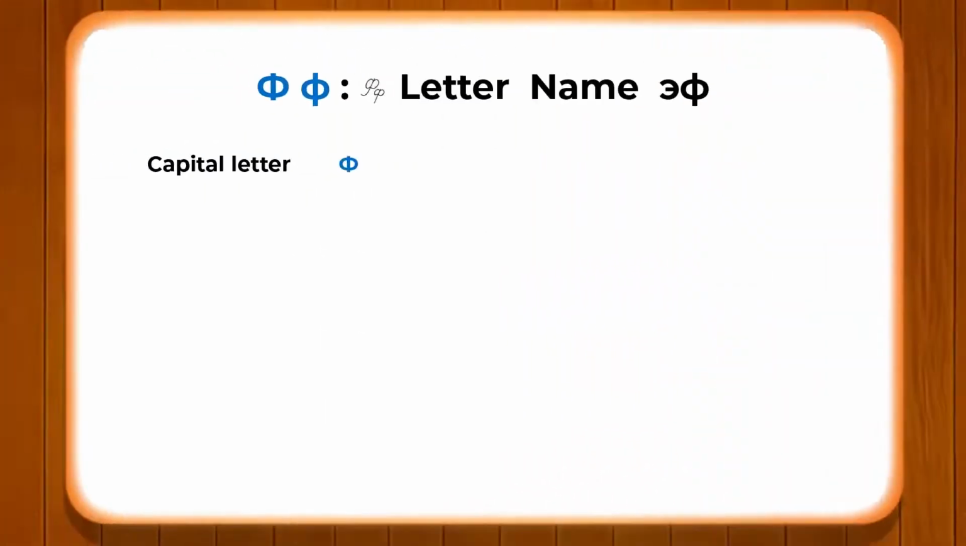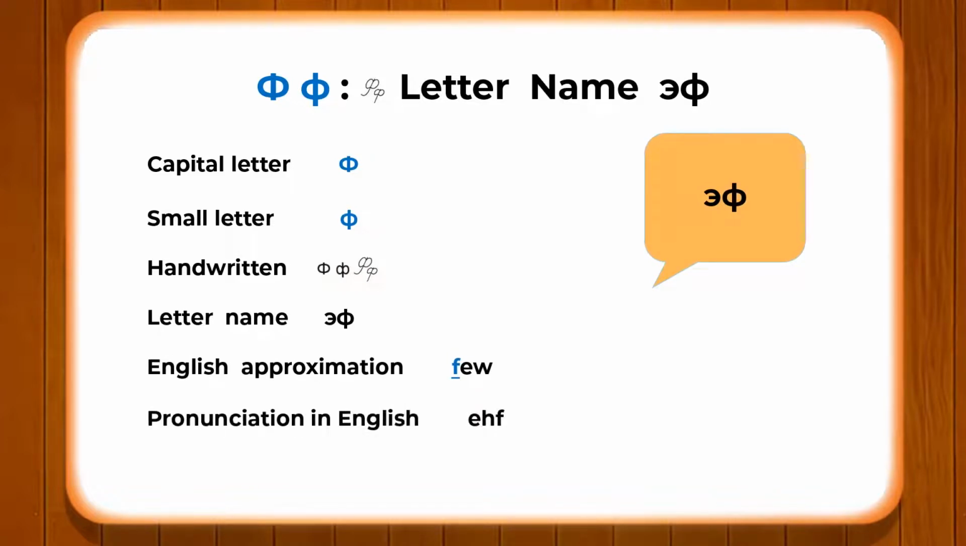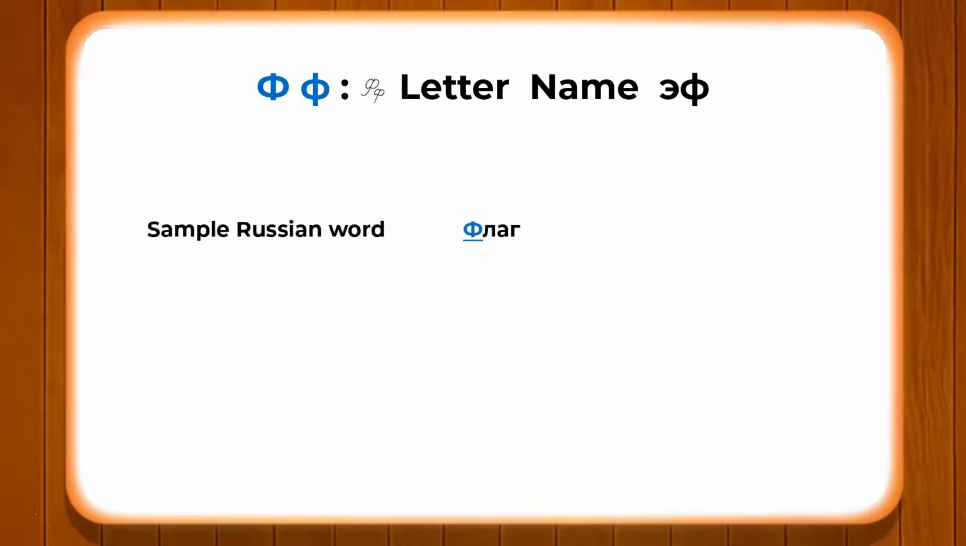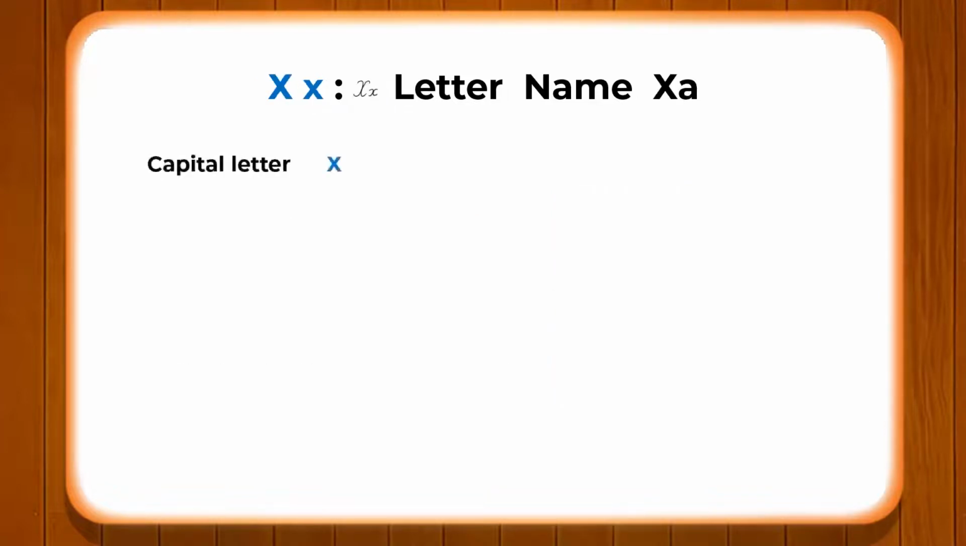Alright, so now we will be learning this letter which is very interesting, known as F. An English approximation which we have used here so that you understand the sound of this letter properly is few. A sample Russian word where we have used the letter F so that you identify the sound properly is F in flag, which means flag. Alright, so we will go to the next letter now.